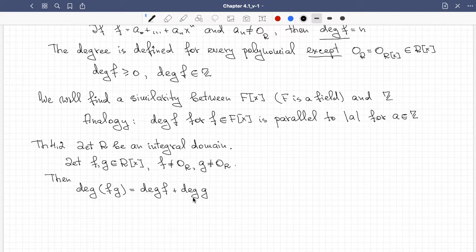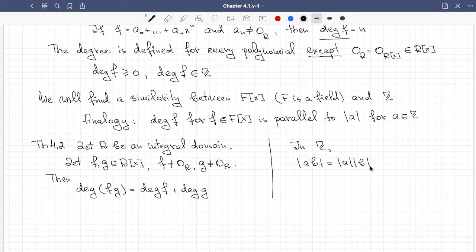That is a similarity here, with an obvious statement in the ring of integers. We have that for any two integers, |ab| is equal to the product of the absolute values.